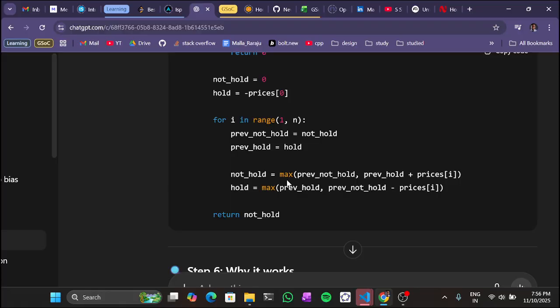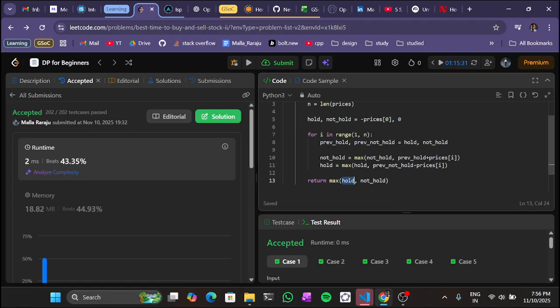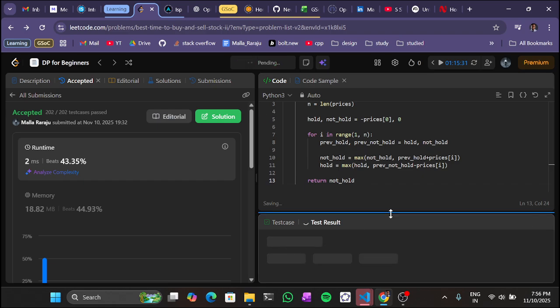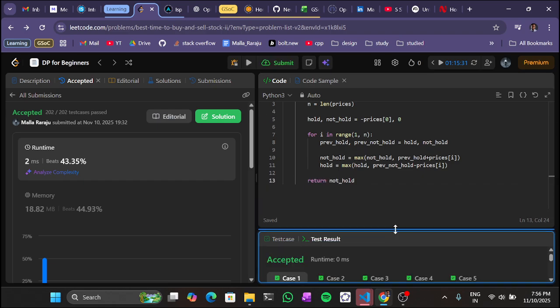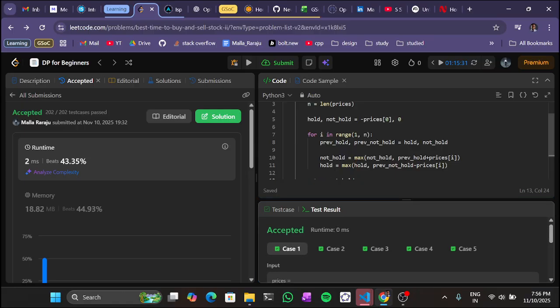I got it. You finally cannot hold anything. You finally have to sell it. So that's why it is not hold. By the end of the time, we have to sell it anyway.